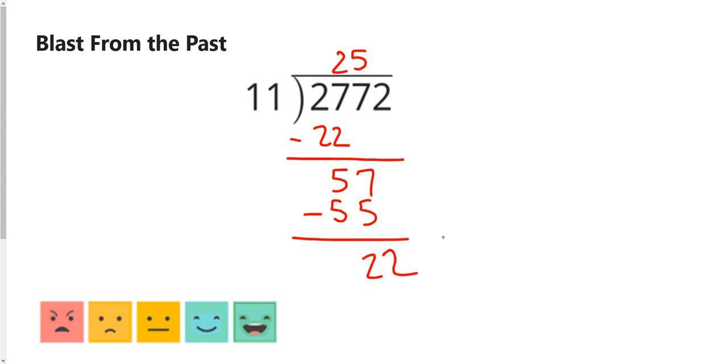Bring down the next 2. How many times does 11 go into 22? Twice. 11 times 2 is 22. Nothing left. So that's long division. And again, with this particular one, you don't get a remainder because the division works evenly. But this time, the remainder, if there was a remainder, appears nicely at the bottom, which is kind of nice.